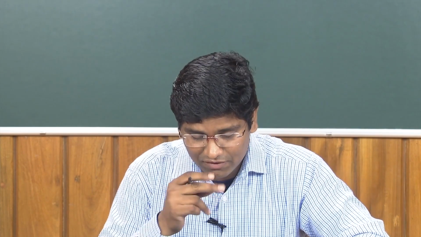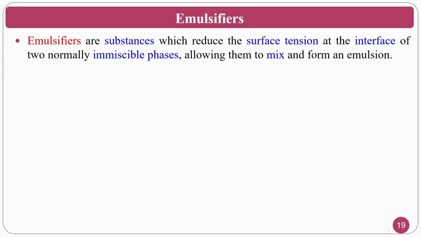So, we will come to one of the most important things, that is called emulsifiers. I said emulsions with additives. This is the most used. If at all I want to make an emulsion, I need emulsifiers. Emulsifiers are the substances which reduce the surface tension at the interface.